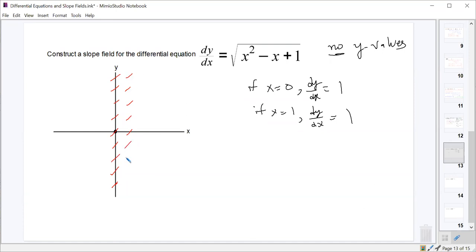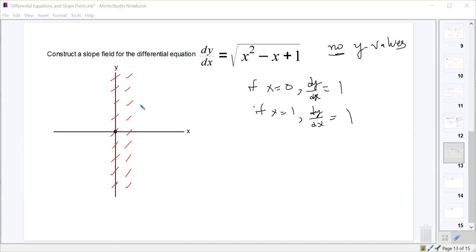And we might find that if we chose something in between there, let's say x was a half, we'd have something that's a little bit less than 1. A fourth minus a half plus 1 is 3/4. So the square root of 3/4 is going to be a little bit less than 1. So we know that between 0 and 1, it's flattening out a little bit and then increasing back to 1.